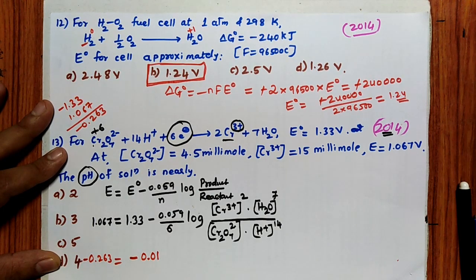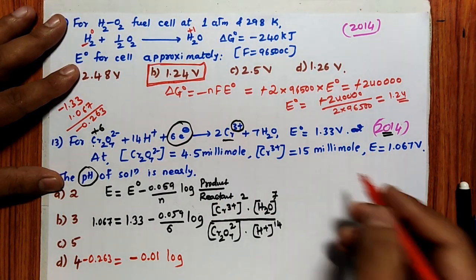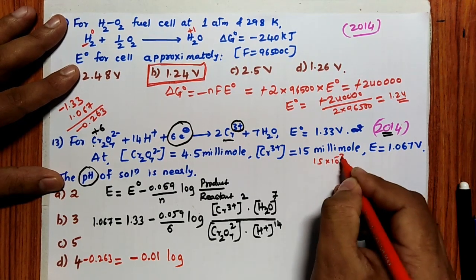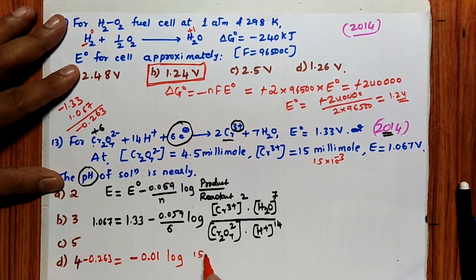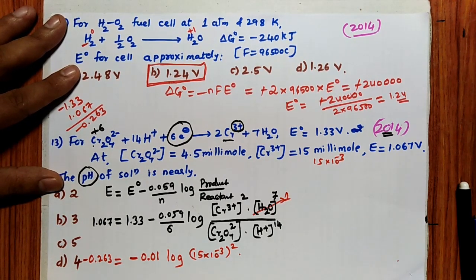0.01. Correct? Now, log of Cr3 plus value, substitute. 15 millimoles is there, converted into mole. So 15 into 10 to the power minus 3. So (15 into 10 to the power minus 3) to the power 2. H2O is always 1 because it is pure. Liquid and solid is taken as 1. Hence divided by Cr2O7 2 minus, which is 4.5 into 10 to the power minus 3, into H plus.